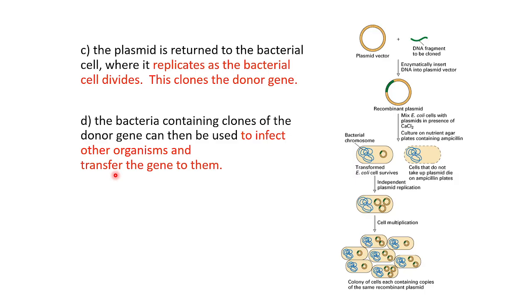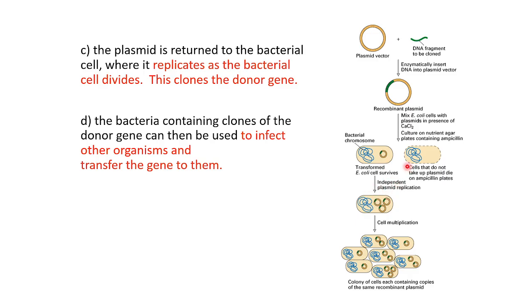Now the plasmid is returned to the bacterial cell where it replicates as the bacterial cell divides. Now this clones the donor gene. You can see the procedure: you have the plasmid vector and the DNA fragment to be cloned, which is enzymatically inserted, and then you mix it with E. coli cells. You make the cells competent enough to take up this plasmid DNA.